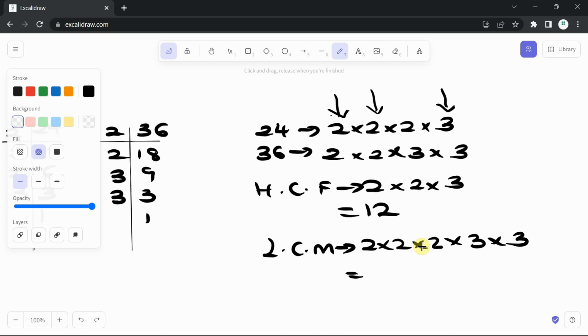2 times 2 is 4. 4 times 2 is 8. 8 times 3 is 24. 24 times 3 is what? 72, right? So if I backtrack, for LCM, right, we group them together.